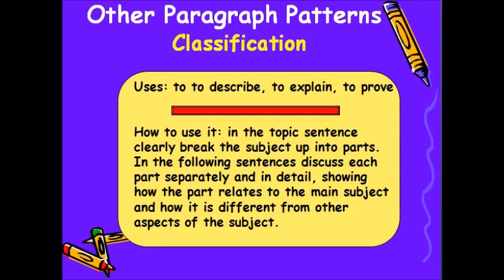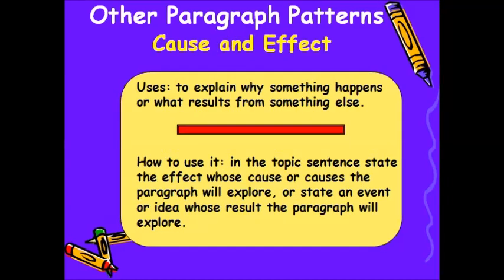The third one is the classification type. Classification is used to describe, to explain, to prove. It is used in the topic sentence to clearly break the subject up into parts, and the following sentences discuss each part separately and in detail, showing how the part relates to the main subject and how it is different from the other aspects of the subject.